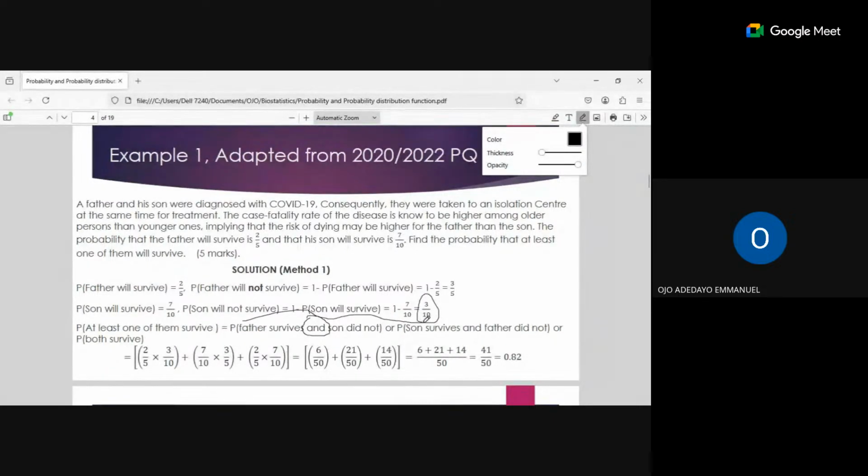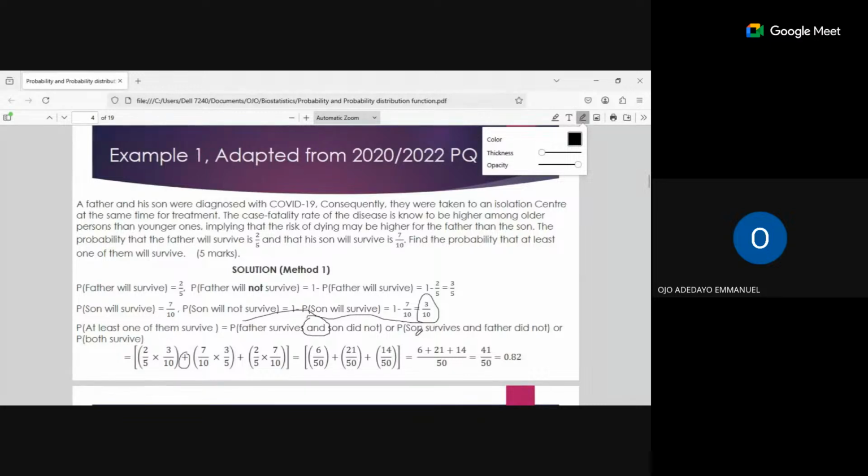We've gotten that from here. So we have times 3/10. So we've done this first part. Now let's move to the second part. Or in probability means addition. That is why you are having positive here. Or in probability means addition. Please take note of that. It's very, very important. Or in probability means addition.